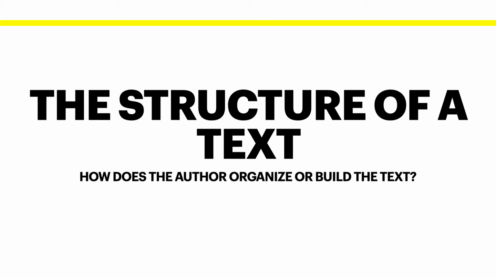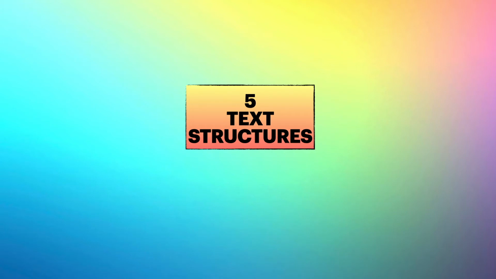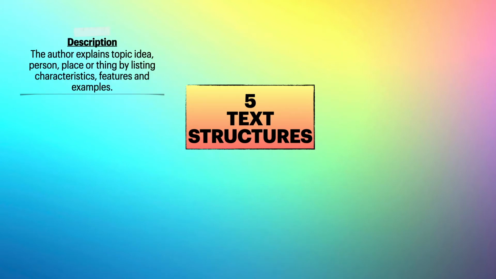Now that you know what informational text is, we are going to look at the 5 different structures of informational text. This is how the author organizes or builds the text that you read. Description. This is when the author explains a topic, idea, person, place, or thing by listing characteristics, features, and examples. The focus of the text is on one thing or topic and is repeated throughout the text.